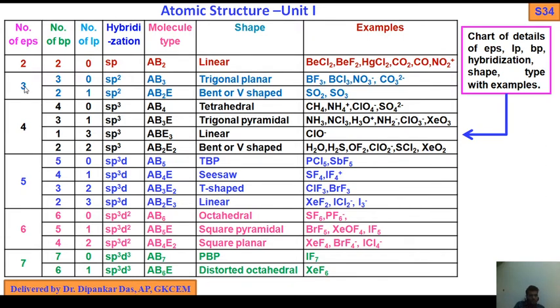Number of EPs is 2, 3, 4, 5, 6, 7. According to the EPs, how many bond pairs, lone pairs, the molecular type, AB2 type, AB3 type, then the shape or geometry, and what the examples will be. So these are the examples. There are some tricky or sophisticated examples: I3-, XeF2, IF5, XeF4. These are sophisticated, but sometimes they will come, so these four are important.